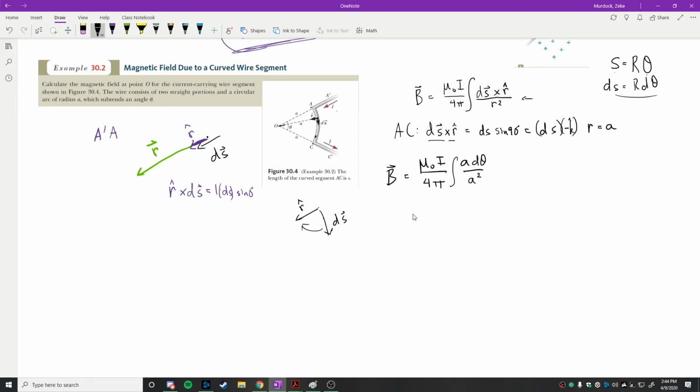That's into the screen. When I say that, I mean this is x and this is y, then z comes out of the board, so the negative k hat would be into the board. Good. So this is times negative k hat.